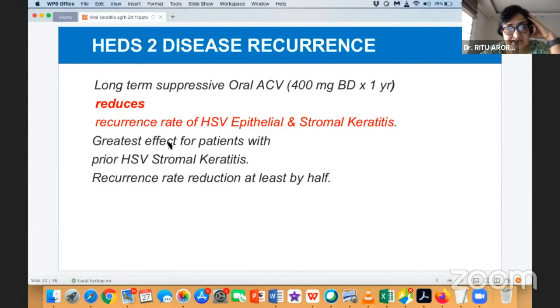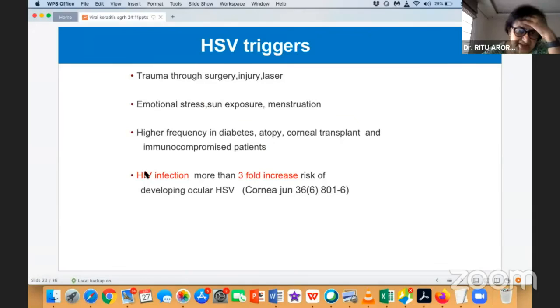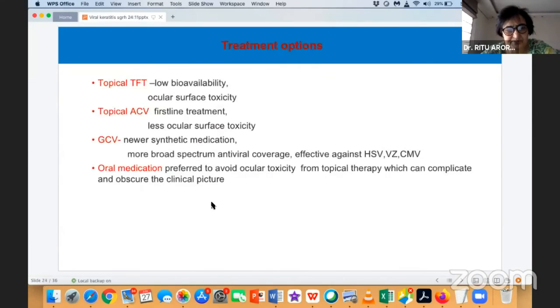As far as recurrence is concerned, the Herpetic Eye Disease Study 2 looked at the long-term suppressive effect of oral acyclovir, 400 mg BD. We really do not know for how long to use it. Some of my patients are on lifelong oral acyclovir, but we have to start in case of recurrence. If we start them, then over a year it definitely reduces the recurrence of HSV epithelial and stromal keratitis, and its greatest effect is seen in patients with prior stromal keratitis. The triggers are known to be trauma through surgery, injury, or any laser. And in HIV infection, there is a more than threefold increased risk of developing ocular herpes simplex virus.